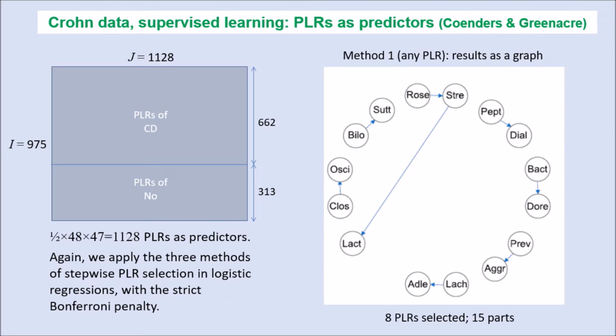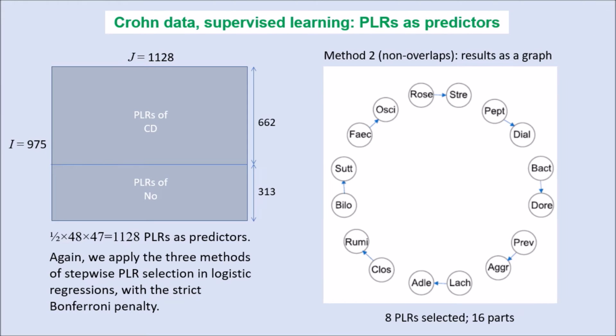The results are shown in a directed graph with edges pointing from the denominator to the numerator of the ratio. 8 log ratios are chosen, involving 15 parts. Here we see that Streptococcus was chosen in 2 log ratios, which are thus overlapping. Second, choose only non-overlapping log ratios. Again, 8 log ratios are chosen, but these involve 16 parts because they are not overlapping. The stopping rule is always according to the strict Bonferroni criterion.